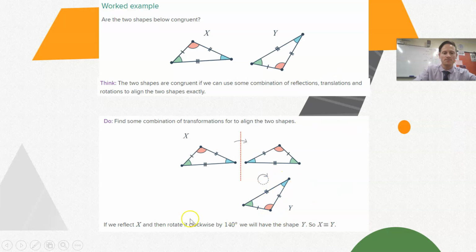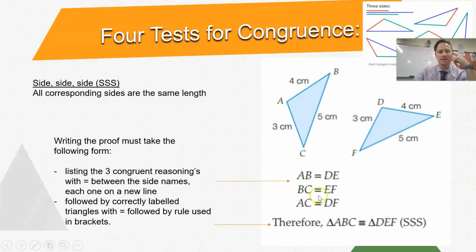So the formal proof is saying if we reflect X and rotate it clockwise by 140 degrees, we will have shape Y. So therefore X is congruent to Y. That 3 dashes means congruent, which is saying identical. It's just been rotated or translated in some way.